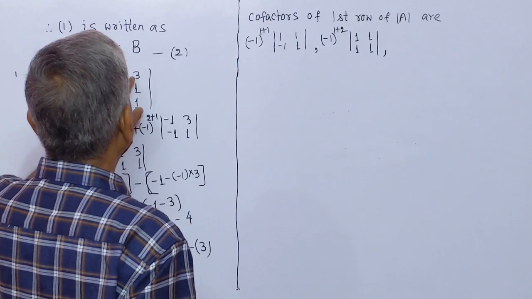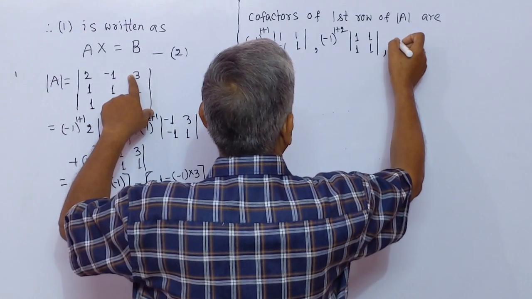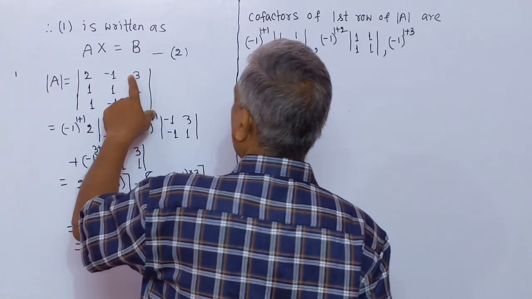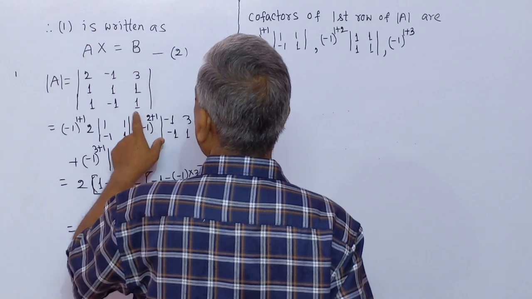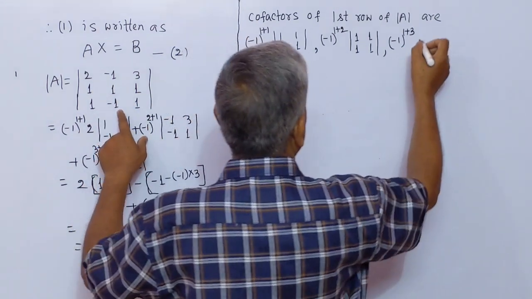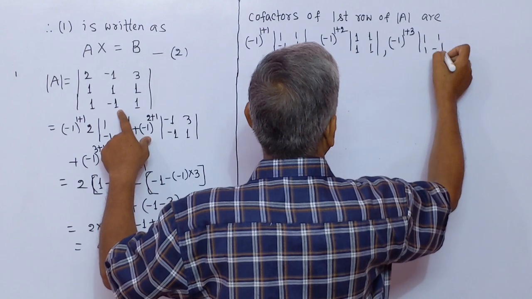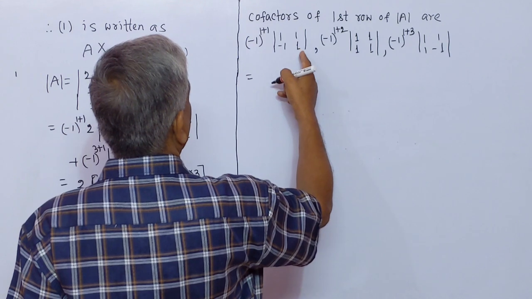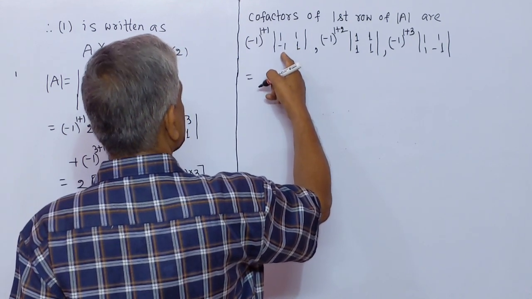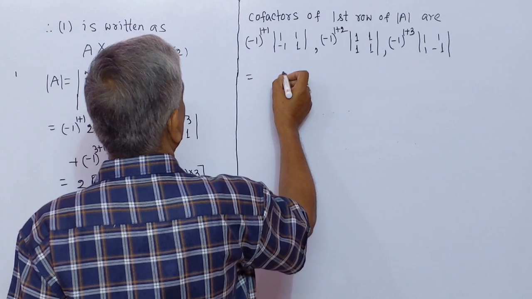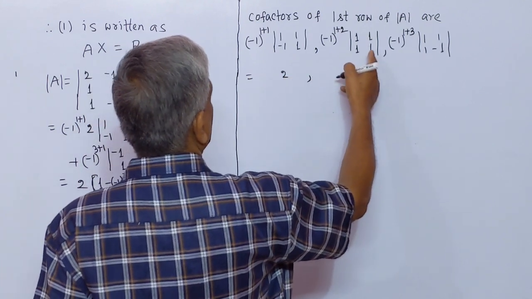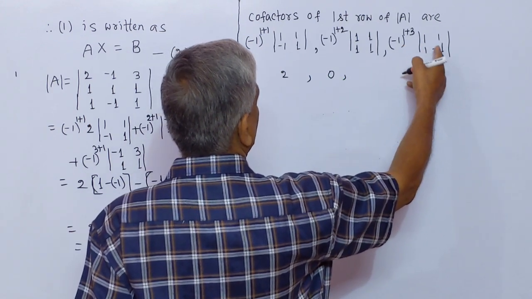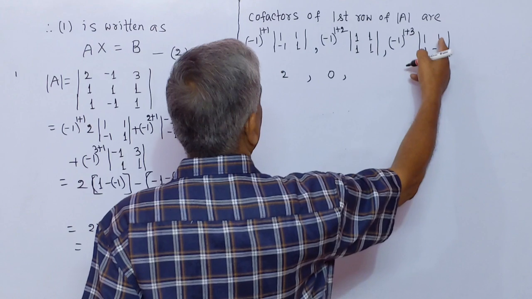Now cofactor of 3. This is in the position 1 3. This row cancels, this column cancels. 1 1, 1 minus 1. These are, this is 1 1. 1 multiply 1 minus 1 multiply 1. This is 2. This is 0. And this is 1 multiply minus 1, minus 1 minus 1, minus 2.